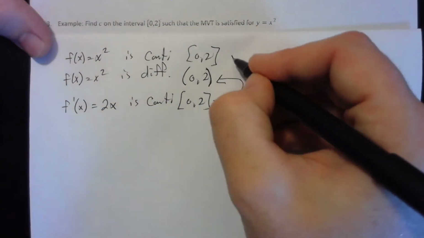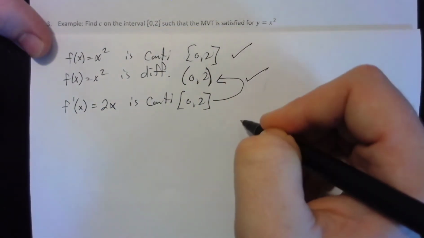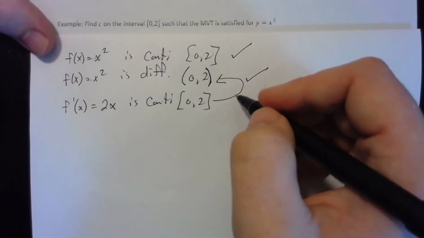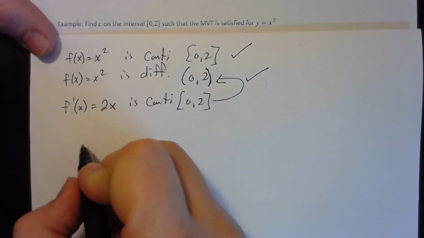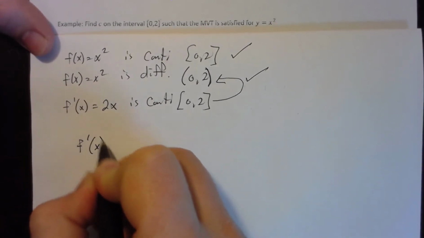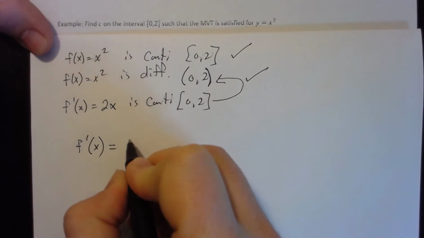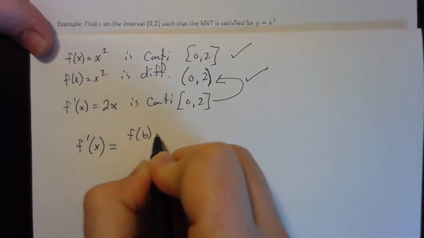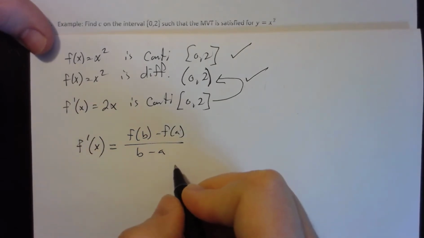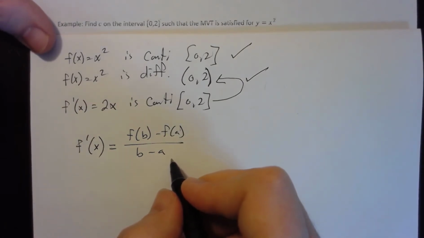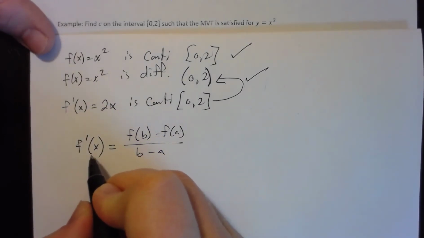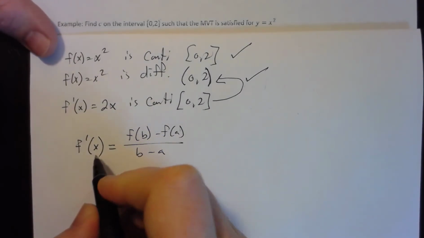So, with those two details satisfied, again, continuity on the closed, differentiable on the open, we can then apply the mean value theorem. So, the mean value theorem, again, one more time, states that f prime at a given value c equals f of b minus f of a divided by b minus a. Again, one more time, the mean value theorem specifically says mean, which is an average. The average slope is equal to the instantaneous slope at some point in that interval.